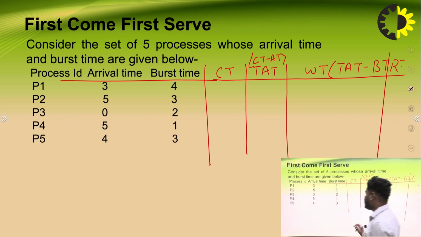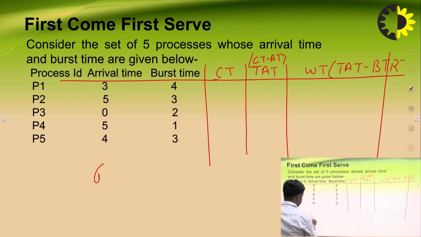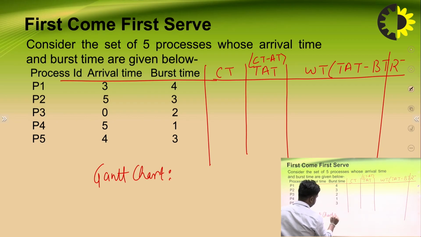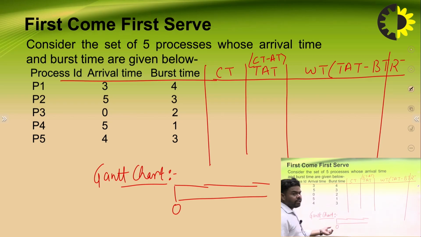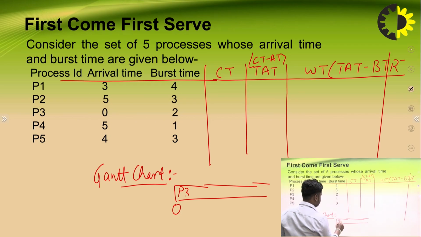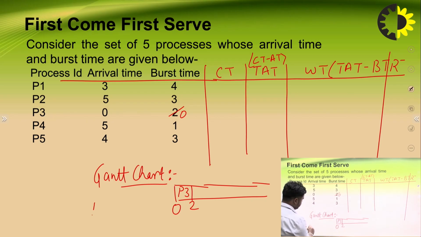So we have the ready queue or Gantt chart. The Gantt chart is important to know from where it is going to be processing. So the CPU starts at 0. Which process is arriving at 0? P3. So P3 arrives at 0, and P3 completes at 2. It will be 0 to 2. Within 2, this is the Gantt chart, and as I have told you, the ready queue.